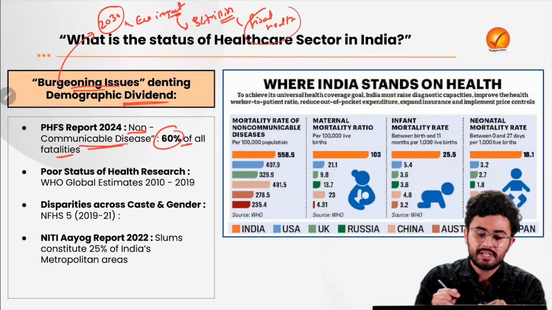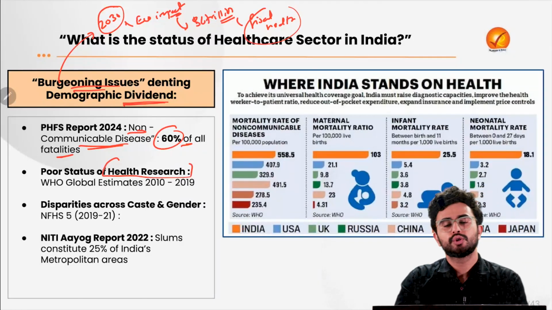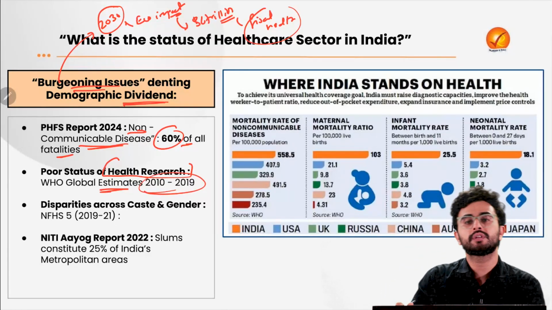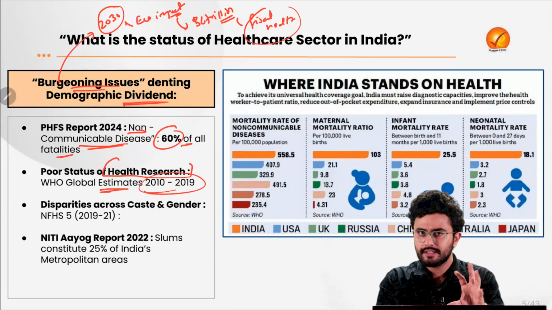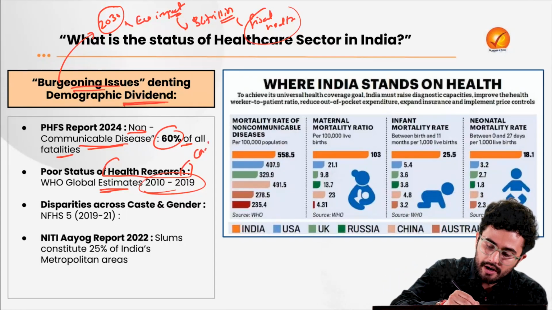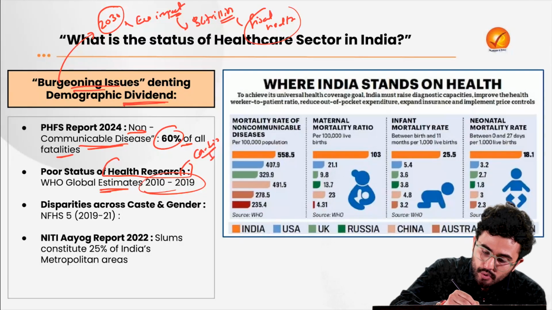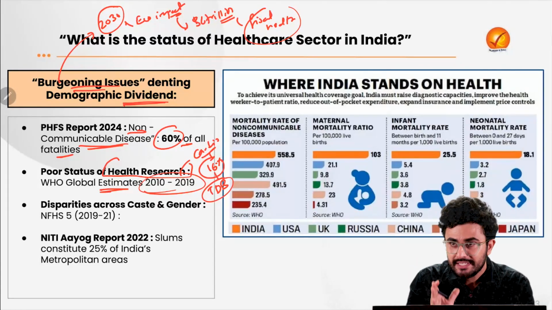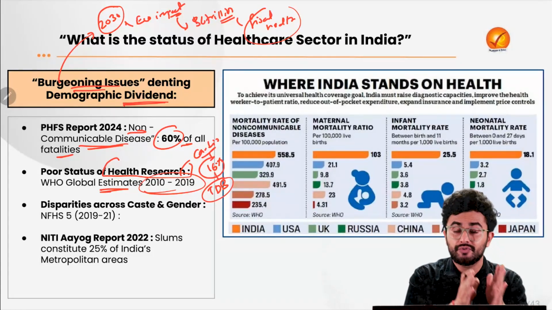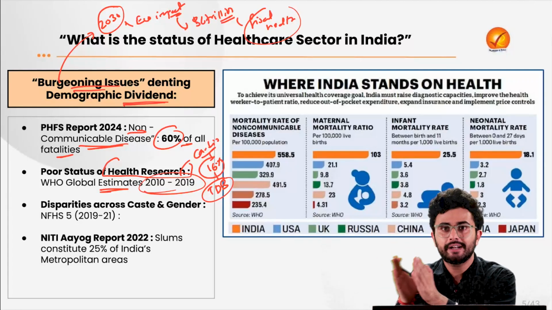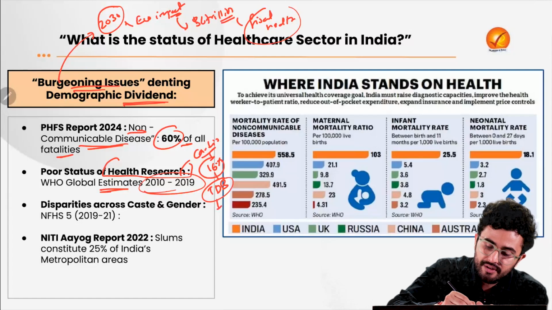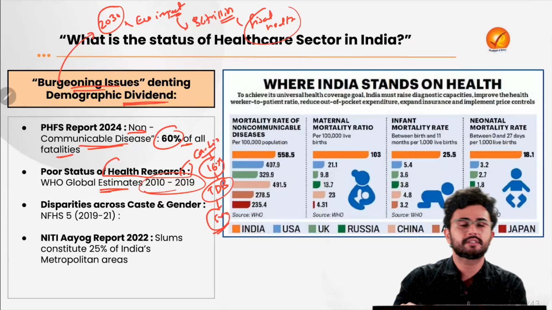Then there exists a poor status of health research in our country. For that we are going to use the data provided by the WHO global estimate between 2010 to 2019. It basically states that, if we specifically talk about cardiovascular disease, it constitutes 16% of the total disease burden which we have. So obviously a significant portion of our healthcare research should be directed to this. But research on cardiovascular disease only forms 5% of the total research.